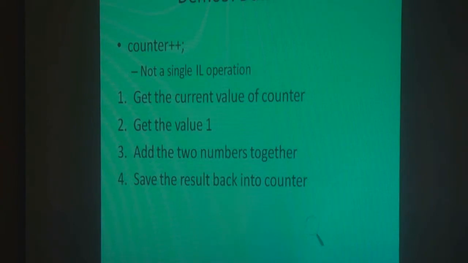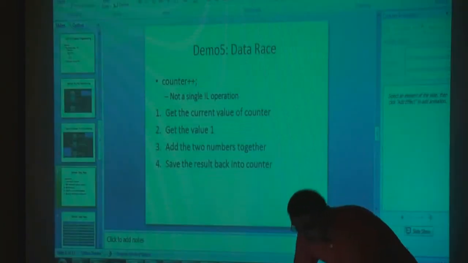The first line gets the current value of the counter. Let's say the current value of the counter is 2. Then it gets the value 1, because counter plus plus adds 1. Now it has 1 and 2, stored on the stack, as local variables, with 2 being the current value of the counter. On the third operation, it adds the 2 numbers. Now I have 3. And on the final operation, it stores the result back into the counter. So that's how counter plus plus goes from 2 to 3. Okay, good IL lesson.